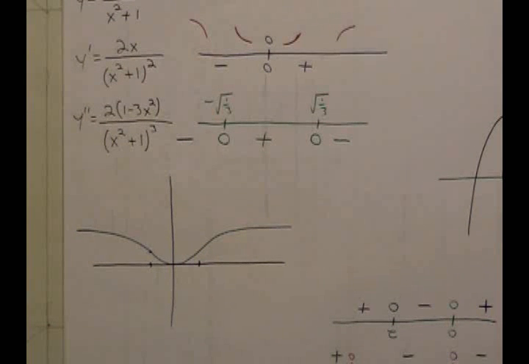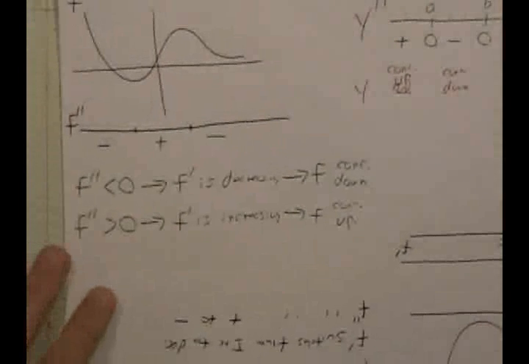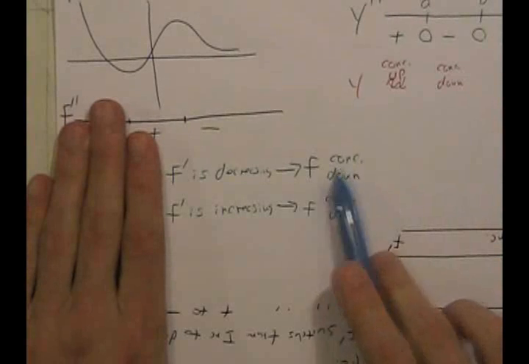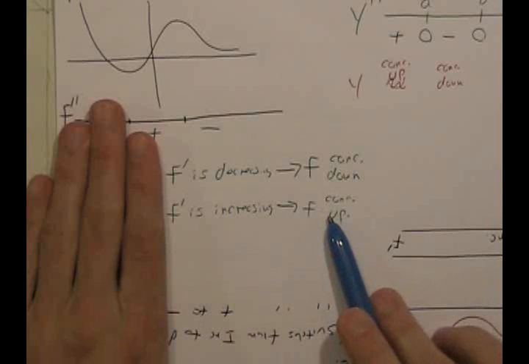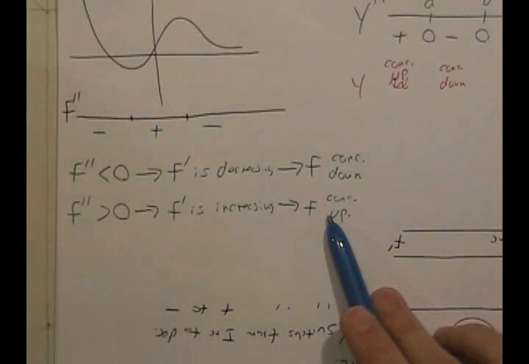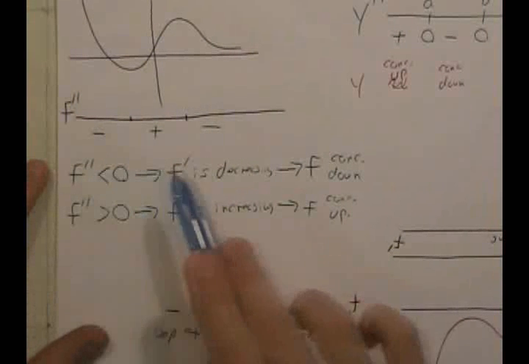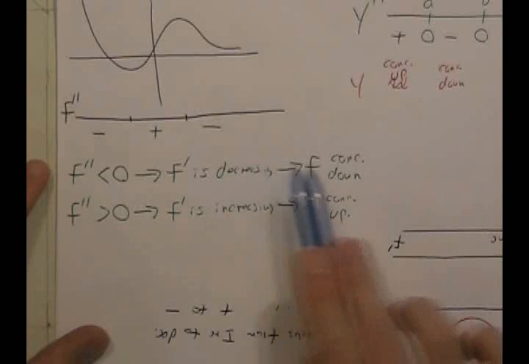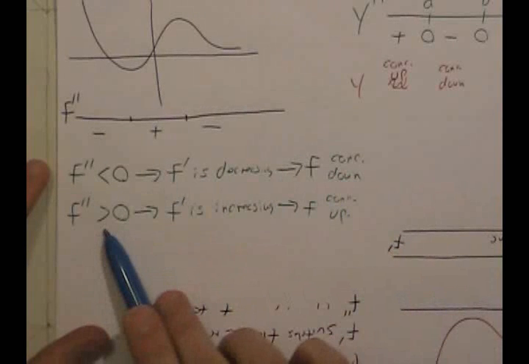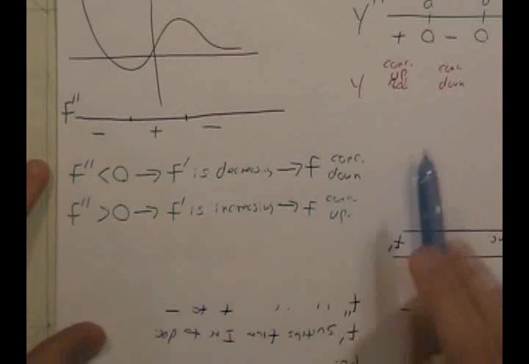So just to recap what was done here, to determine the concavity of a function, it's really all about f prime. If f prime is decreasing, f is concave down. If f prime is increasing, f is concave up. Since we're not always provided with that information directly, what we often have to do is go to the second derivative. And if the second derivative is negative, that implies that f prime is decreasing. Hence, f is concave down. And if the second derivative is positive, that implies f prime is increasing, which means that f is concave up.